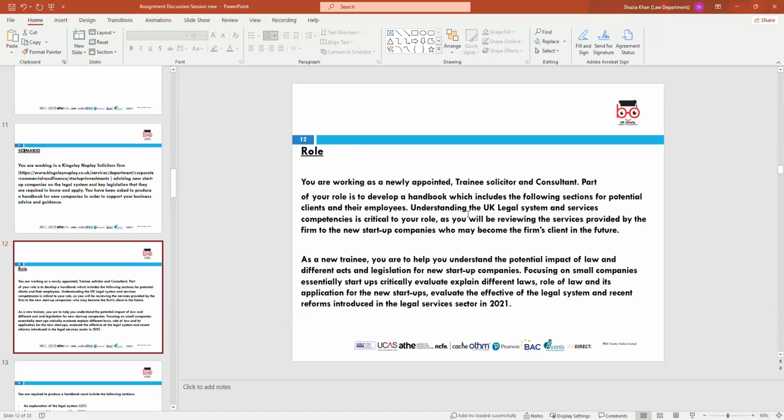So your role here, as we said, you are working as a newly appointed trainee solicitor and consultant. Part of your role is to develop a handbook, which includes the following sections for potential clients and their employees. Understanding the UK legal system and services competencies is critical to your role, as you will be reviewing the services provided by the firm to the new startup companies who may become the firm's client in the future.